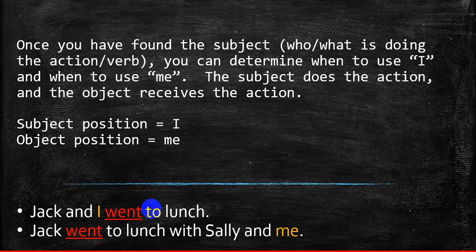Jack went to lunch with Sally and me. Jack is going to lunch, and Sally and me are in the object position. If you drop Sally and you had put I in that sentence, Sally and I, it would be Jack went to lunch with I, which doesn't make sense. So if you're confused, just drop the other name and check to see that it still makes sense. Jack went to lunch with Sally and me is correct.